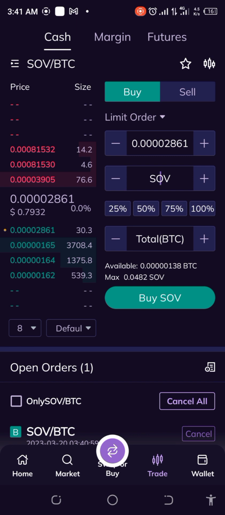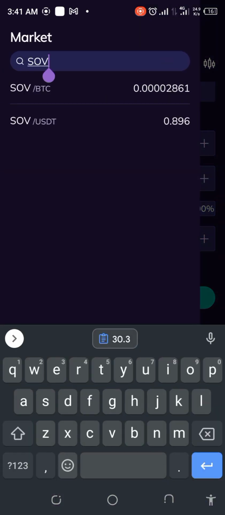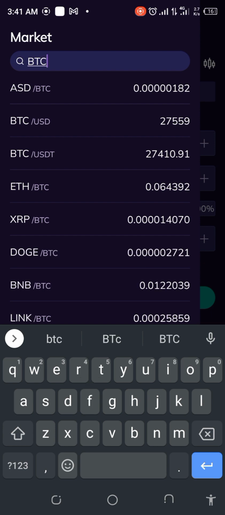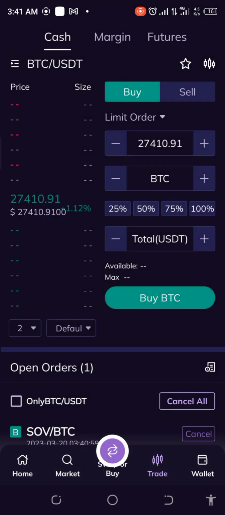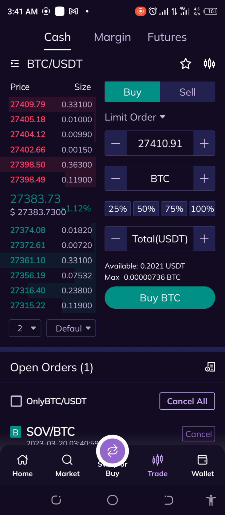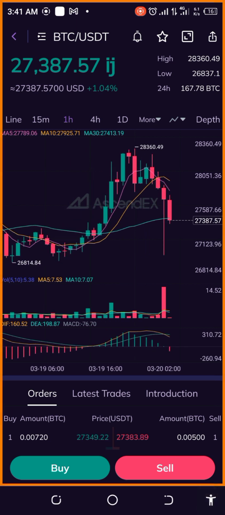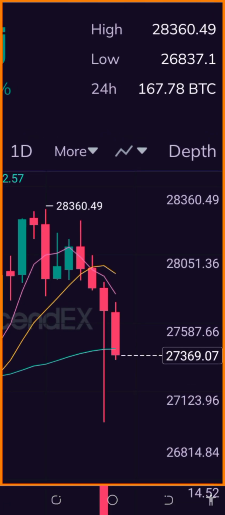If for any reason I come back after a couple of hours and BTC rises, I'm going to change this quickly. I'm not going to waste my time. Let's see how much that would give us. Let's see BTC here, BTC USDT. Let's see what is going on in the charts. Oops, this is really dropping. I hope this will rise very soon. It's definitely going to rise back. We're at 27,369. Let's wait and see. Let's give it some time.